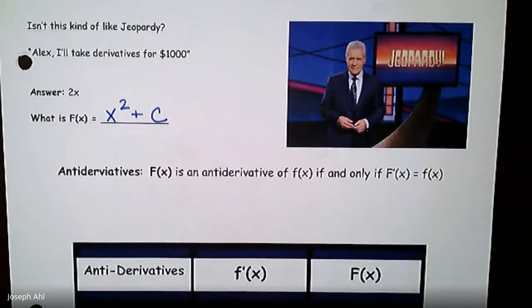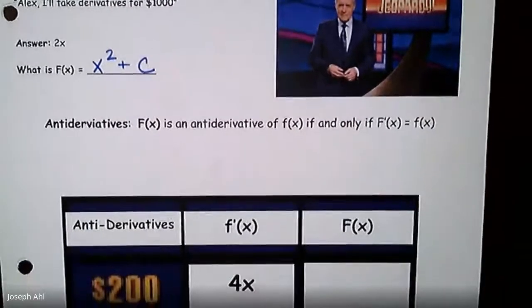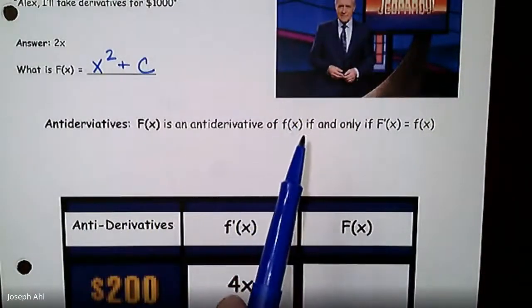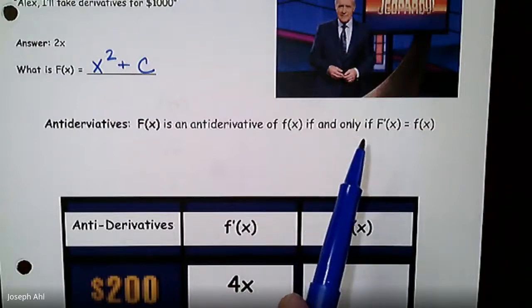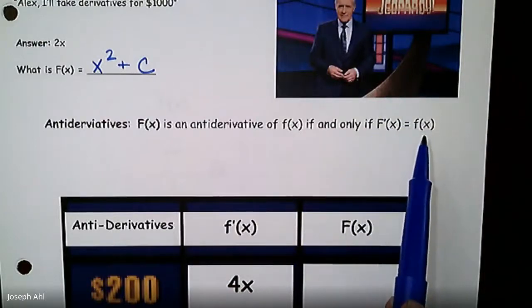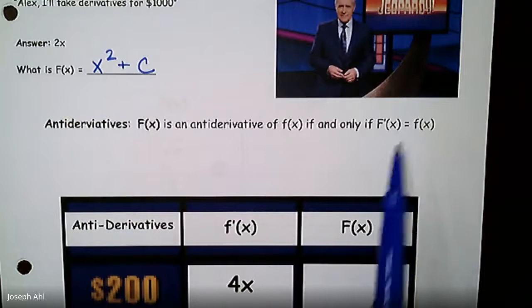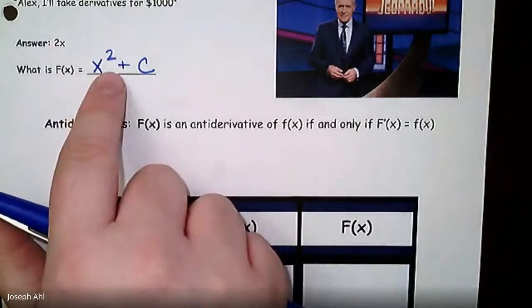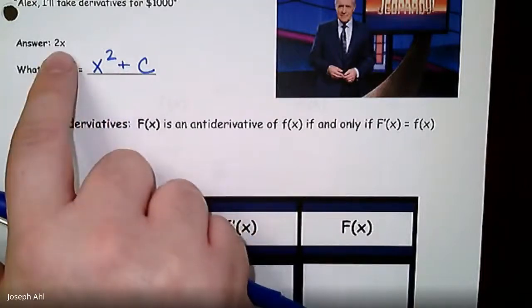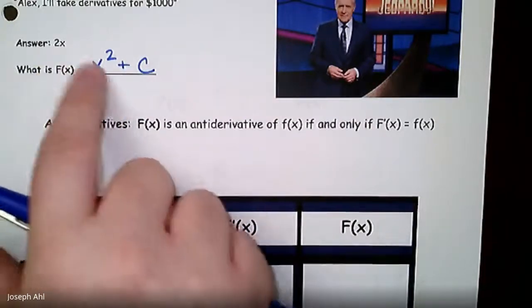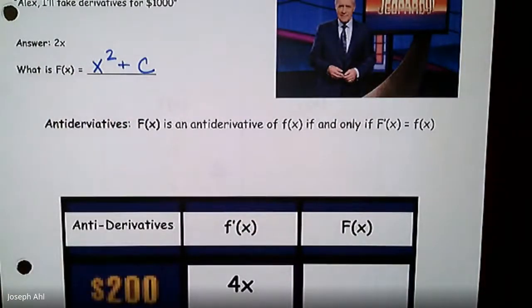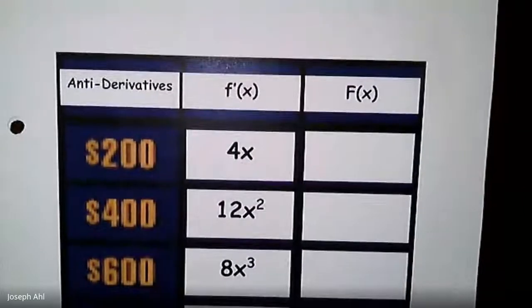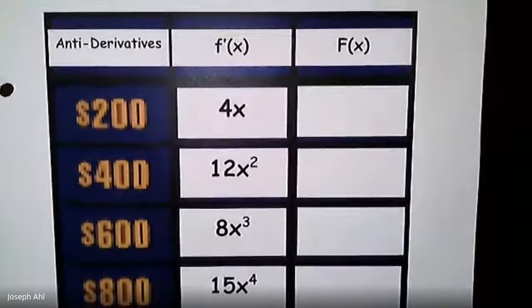Any family of functions that has this general form x squared plus c has that as its derivative. So for antiderivatives in general, capital F of x is an antiderivative of the original function little f of x if and only if F prime of x is equal to f of x, okay? So if we take the derivative of this and it equals this function f of x over here, then we know that we found the correct antiderivative. So what we're trying to figure out, and here's my whole Jeopardy column of antiderivatives here.